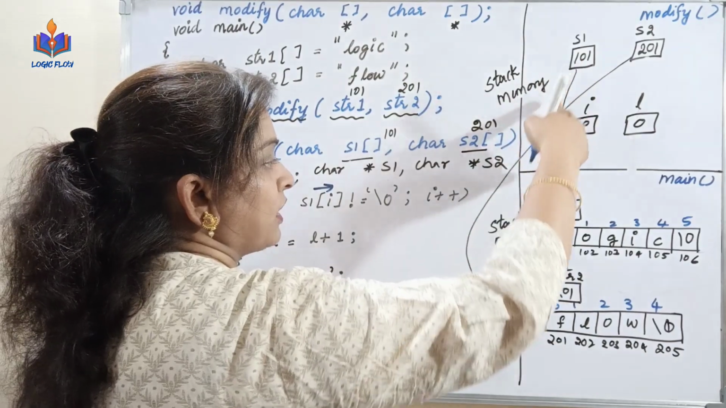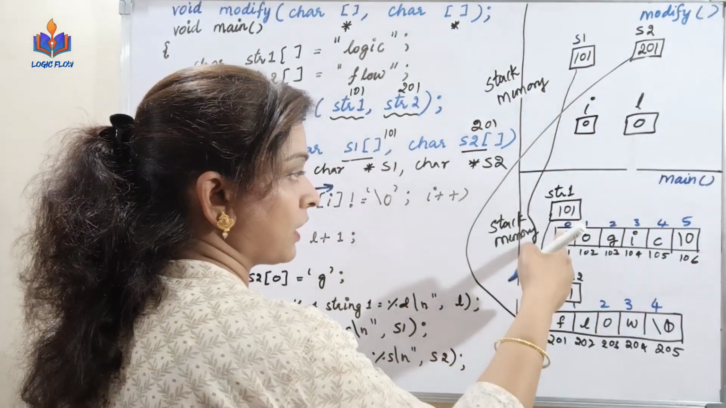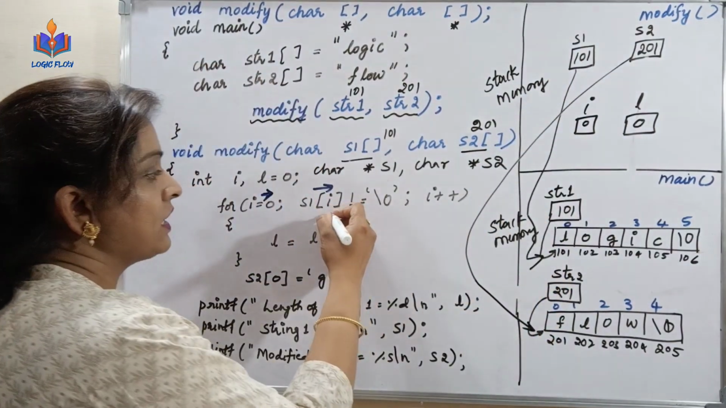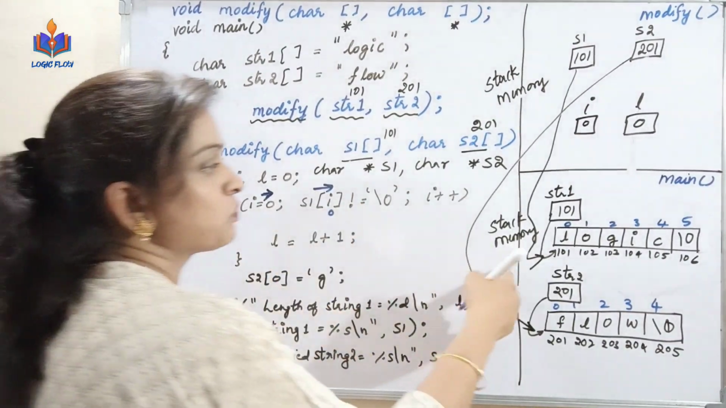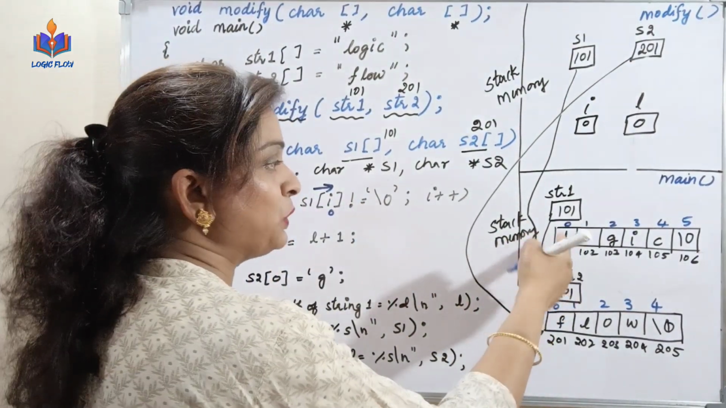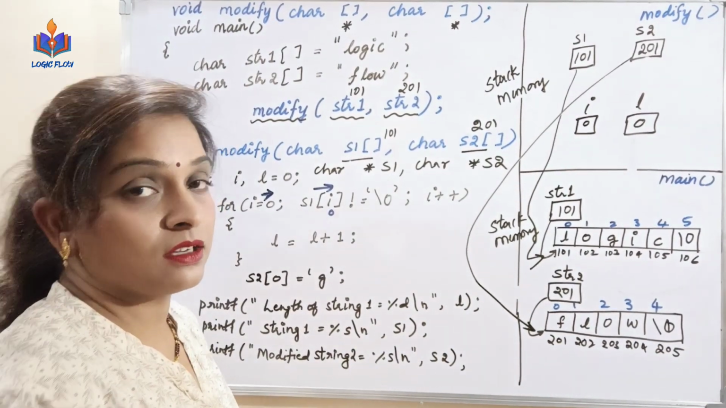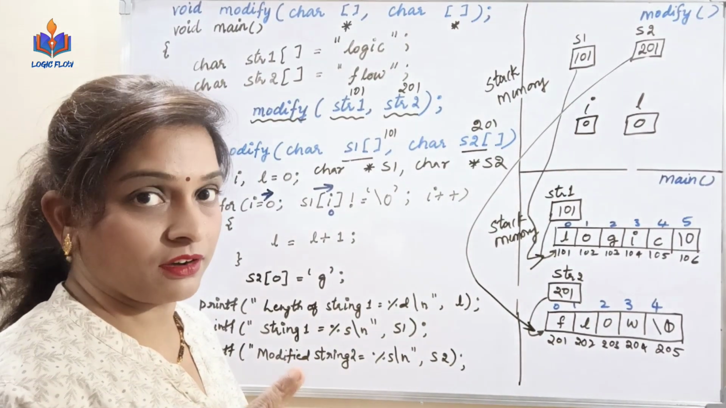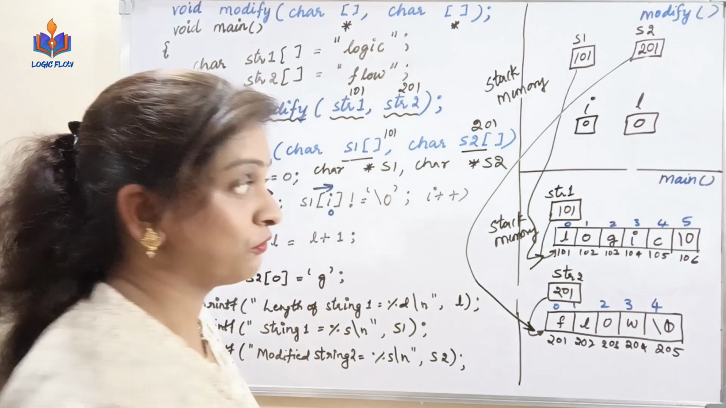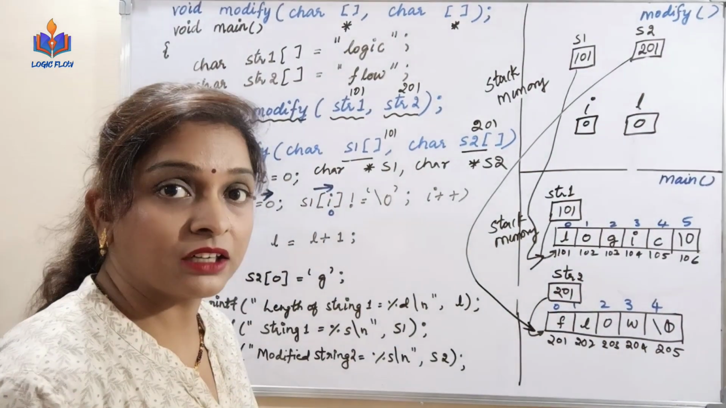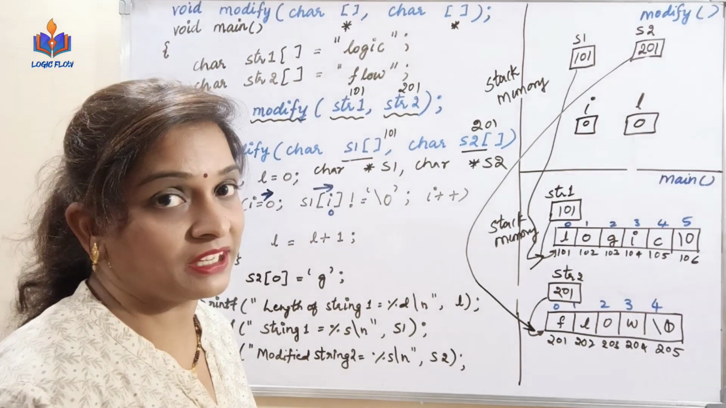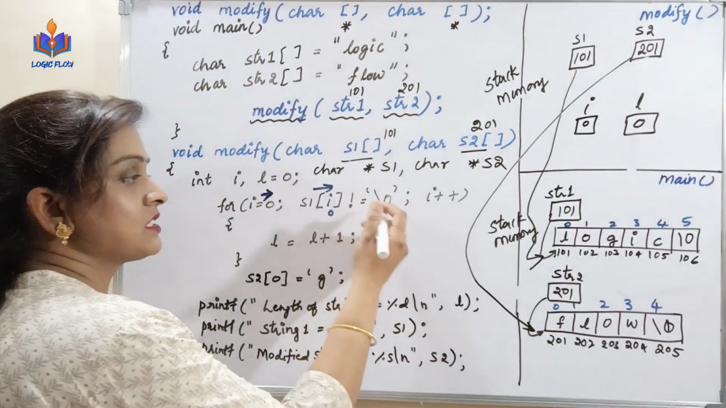S1 is pointing to 101. i means 0, so here it is 0. S1 of 0 not equal to null. Yes, of course, it is not equal to null. So how do we find the end of the string? Null character. The null character indicates the end of the string. The null character will be appended by the compiler automatically. Fine. So here, yes, not equal to null.